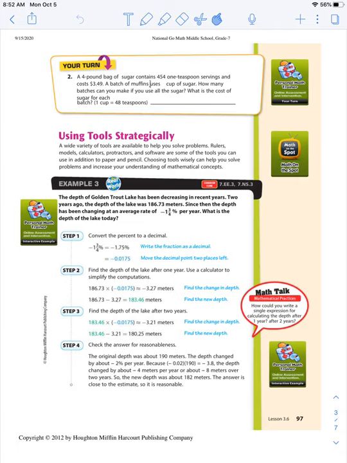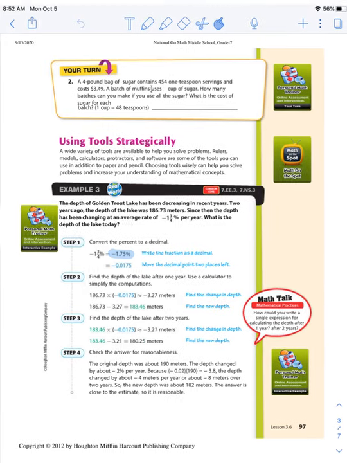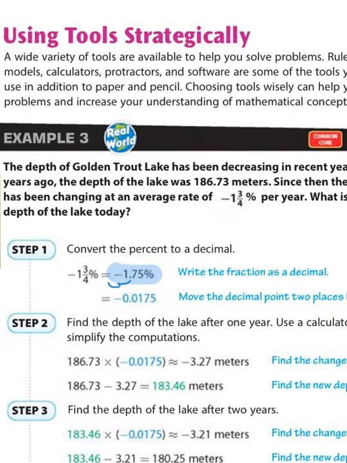Well, the first thing we're going to do is convert that percent to a decimal. When we start doing our operations, it's going to be a lot easier to operate with a decimal than with a percent. So negative 1 3/4 is the same thing, 3/4 is the same thing as 0.75. So first, we're going to change that to negative 1.75%. And then we know to move a percent to a decimal, we're going to move the decimal point 2 places left. So notice that decimal point moved 2 places left, and now it's 0.0175. You can also do that by dividing by 100.